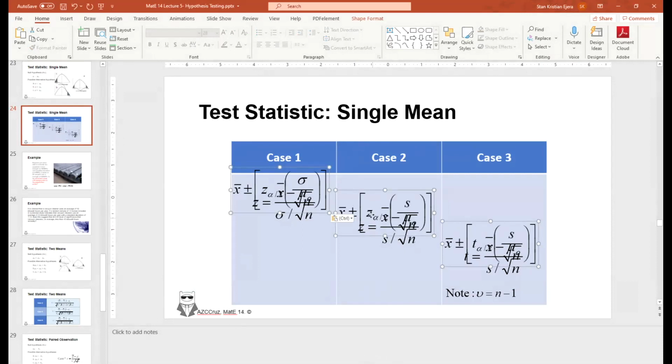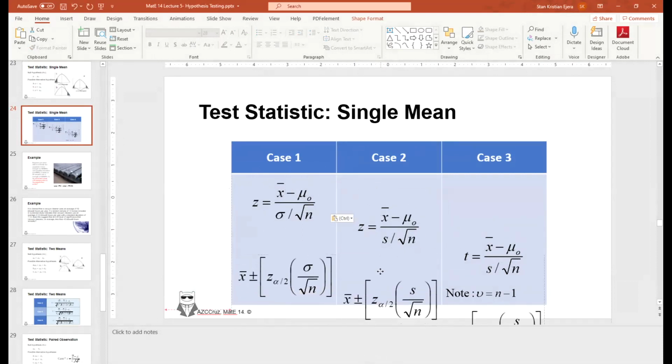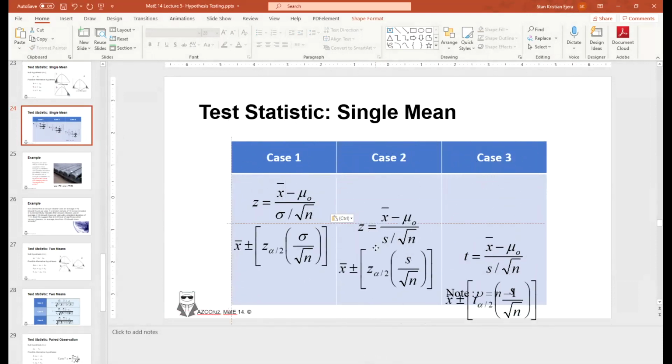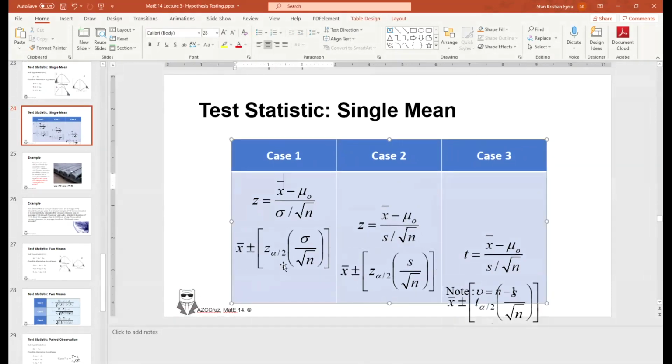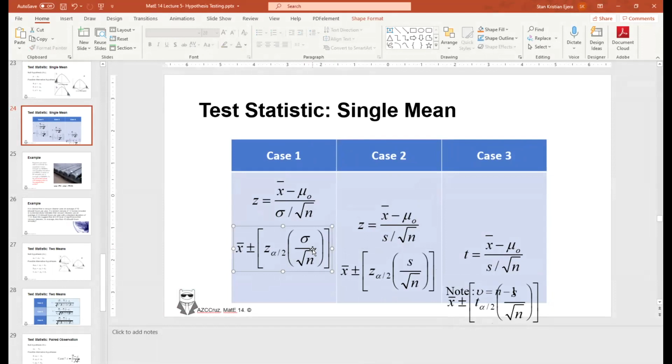Tapos, try lang natin i-compare, class, no? And I could probably highlight this in red, no? So, yung bottom part, sila yung estimation, no? So estimation is, again, naghahanap tayo ng interval for which the true mean lies. Pero kung papansinin nyo, yung formula is just a rearranged na value.